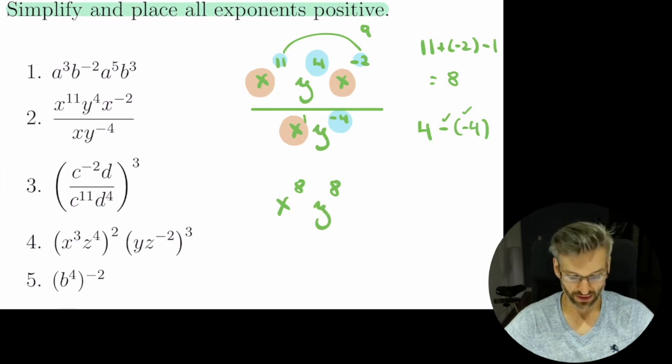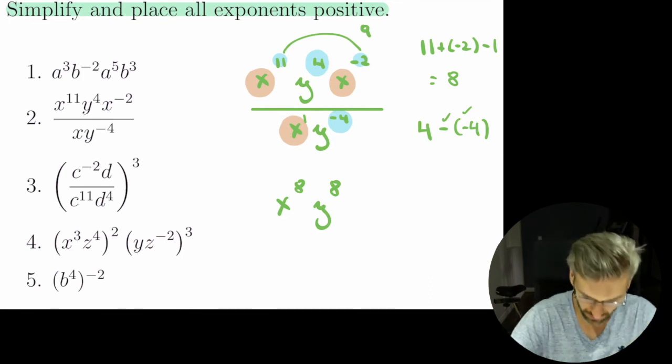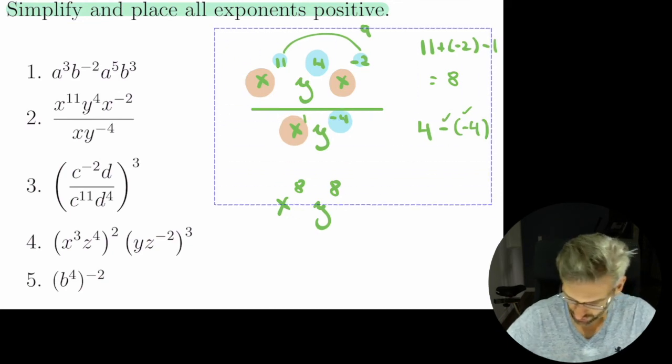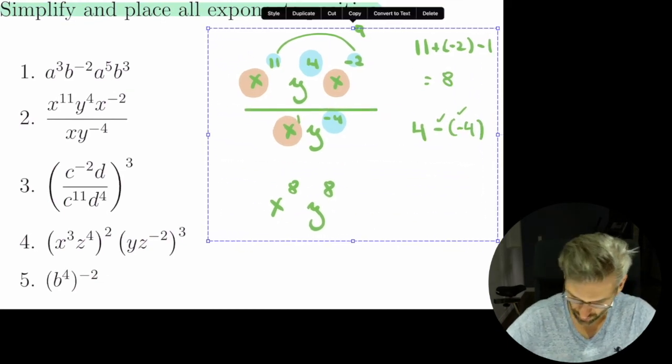All right. So this is what we have. So far, all the exponents are positive, so we really don't have anything else to do. So that was question 2. Let's take a look. So here is another one.